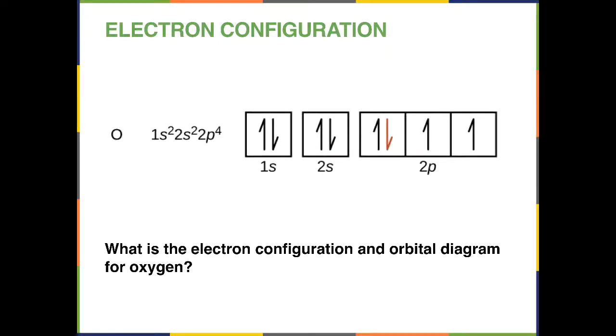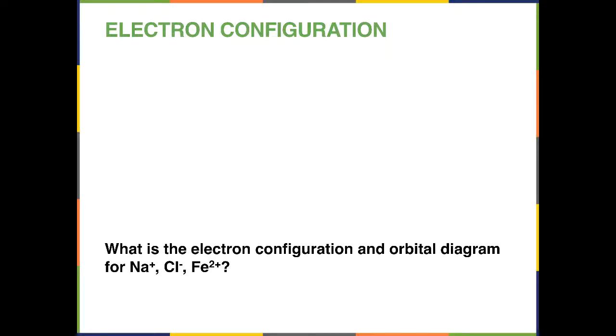This is oxygen. Oxygen has 1s2, 2s2, 2p4. People generally don't abbreviate that He. They just write this out because it's short enough as it is. And here's the orbital diagram, and you'll notice that the 4th p electron has paired up, and the other 2 are out there on their own. It would be incorrect to write 2 pairs in 2 boxes and have an empty box out on the 2p side. Now stop the video and try these 3.